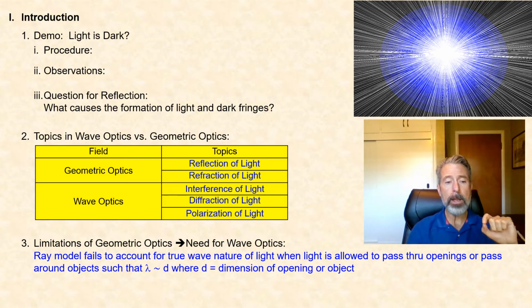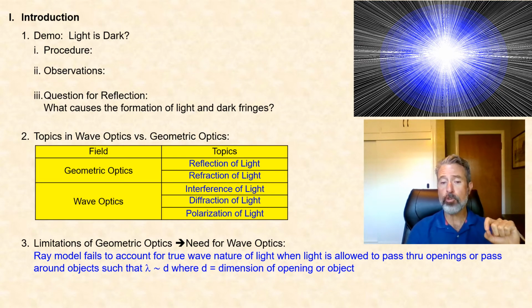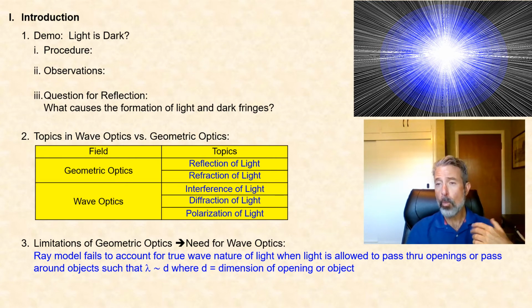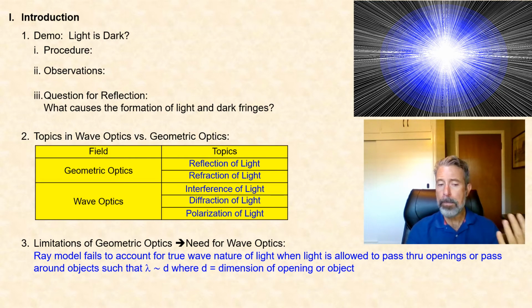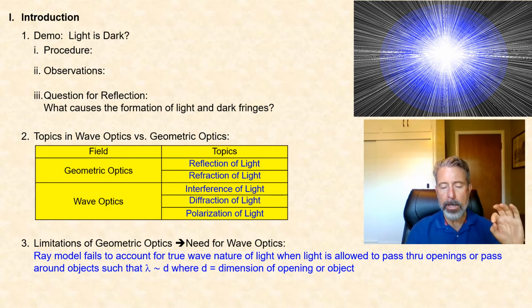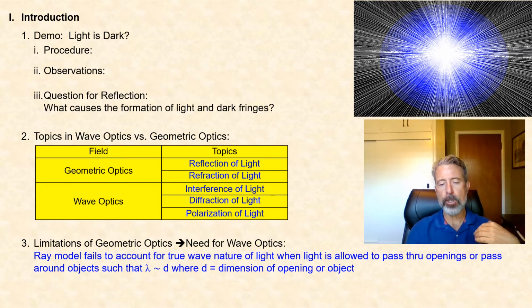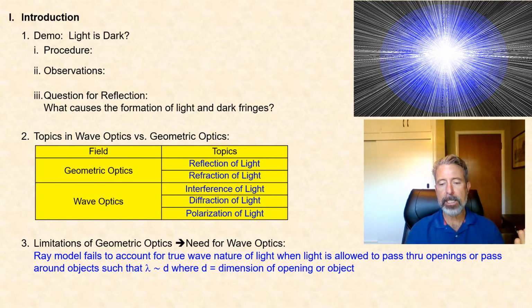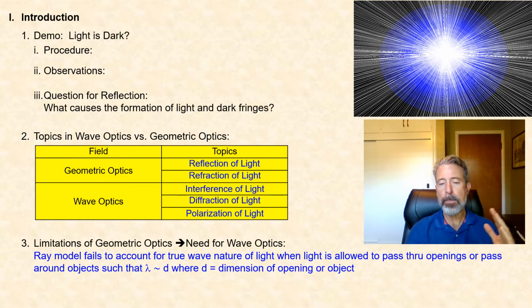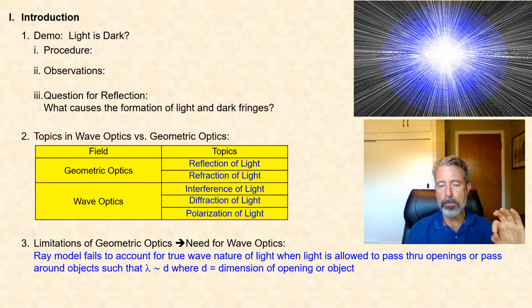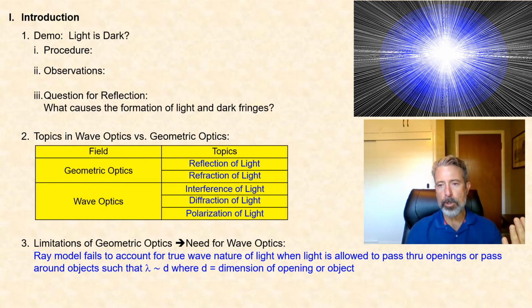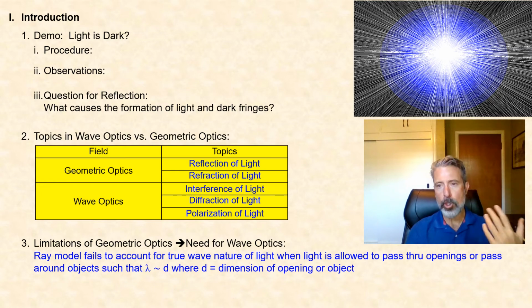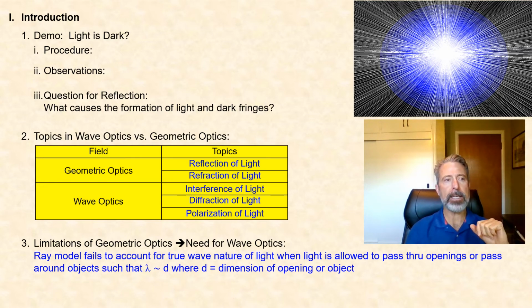And I say here the ray model fails to account for the true wave nature of light when light is allowed to pass through small openings or pass around objects. Whenever the wavelength of light is on the order of either the dimension of the opening or the object that the light is passing around, when this criterion is met, it turns out that we need a more sophisticated model. This is what we call the wave model of light.